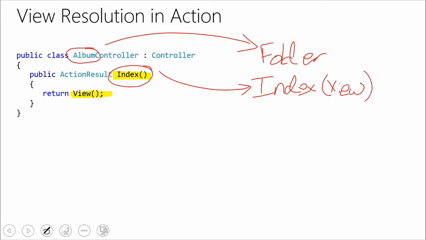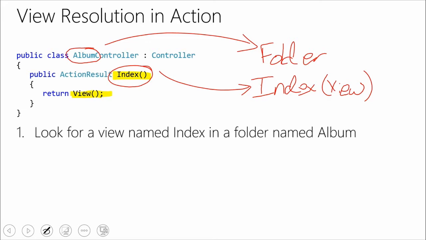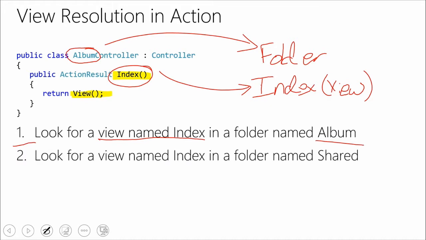In any event, that's what's going to happen behind the scenes. So step one is it's going to look for a view named Index inside of a folder named Album. If it doesn't find that, then it's going to look for a view named Index in a folder named Shared. And then if it doesn't find that, it's just going to error.